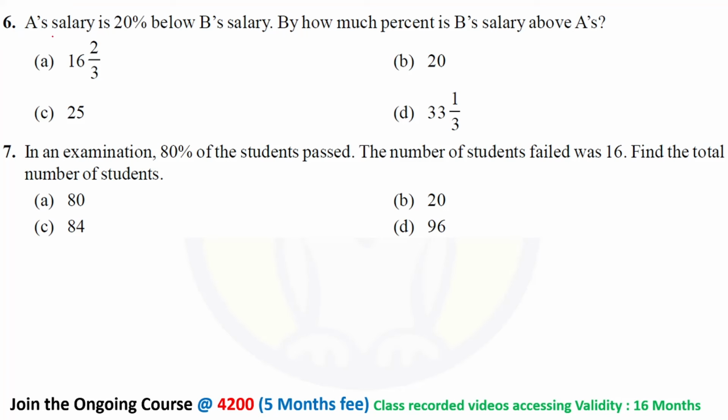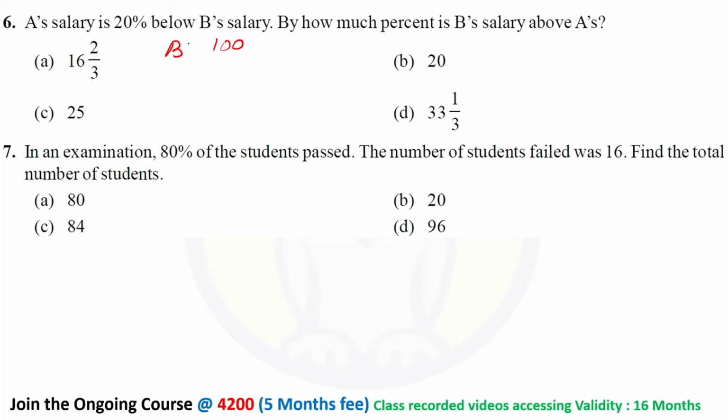Question number 6, A's salary is 20% below B's salary. By how much percent is B's salary above A's salary? B's salary we take as 100, and A's salary is 20% below.